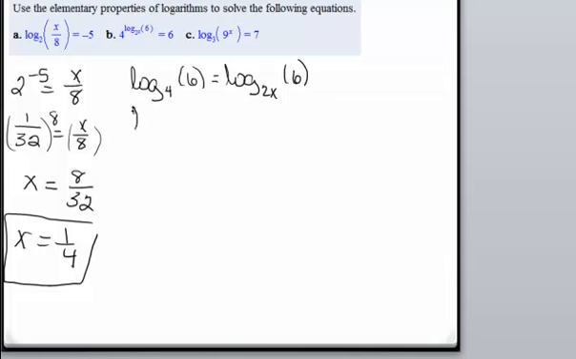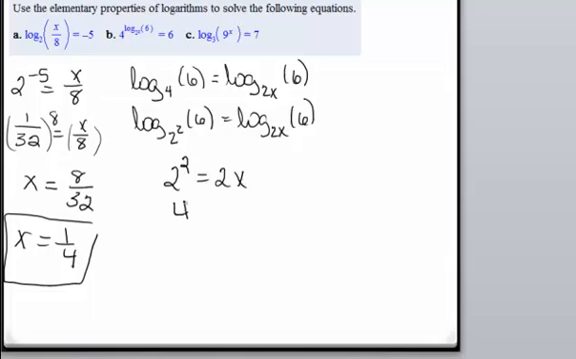Well, this is the same thing as log base 2 squared of 6, right? Since the argument, by the way, this is called the argument, since the arguments are the same, then the bases must be the same. So 2 squared is equal to 2x. 4 equals 2x, which means x must be 2.